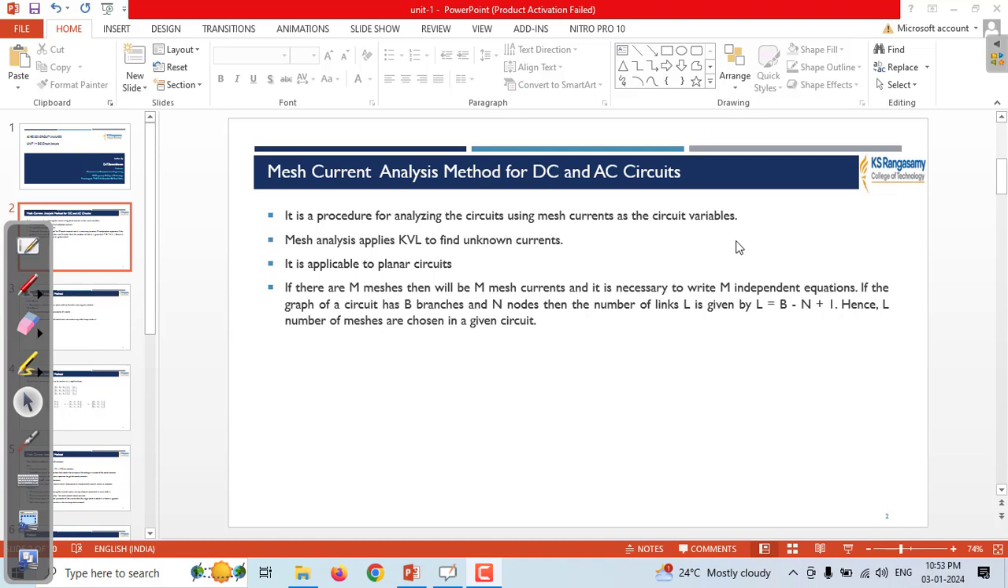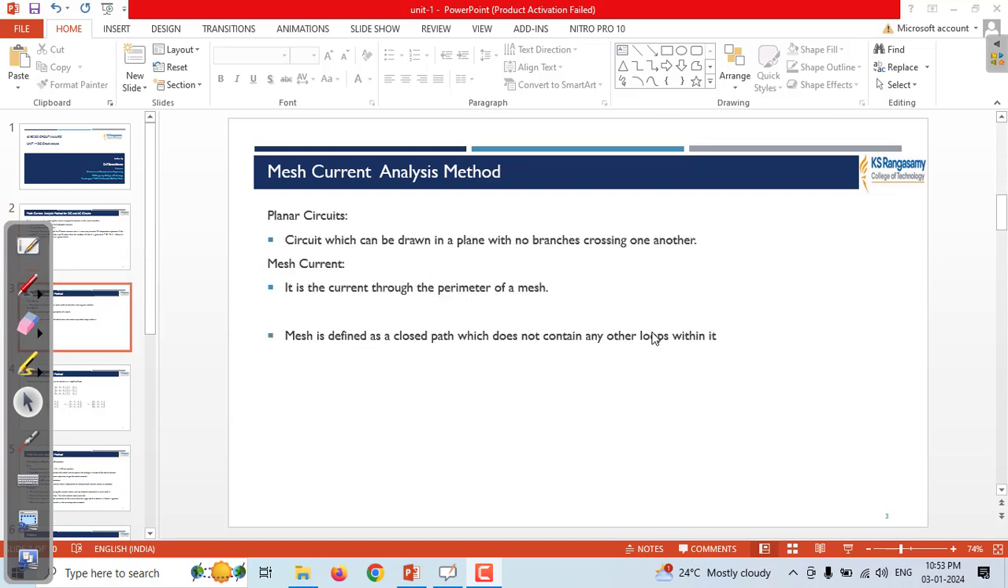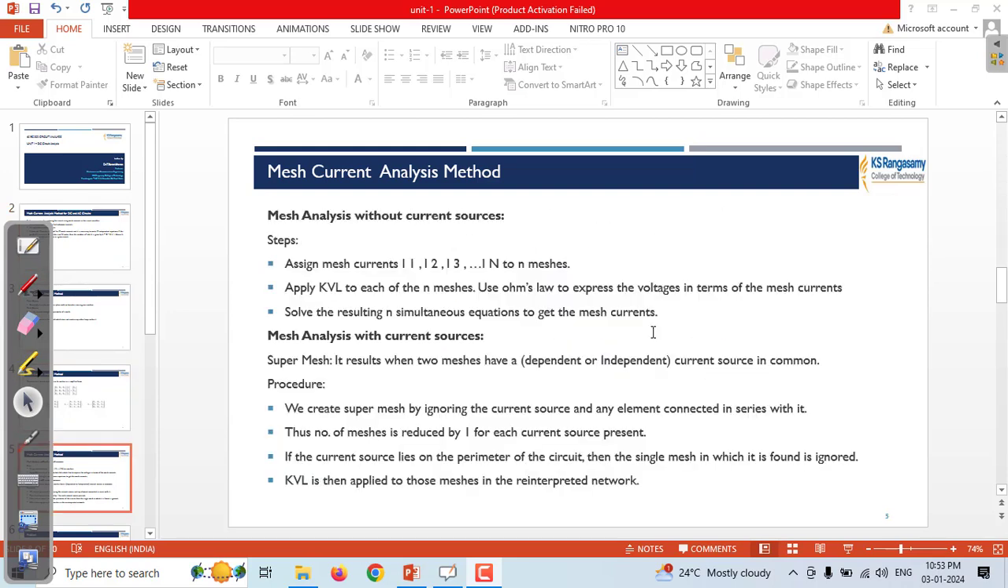Using mesh analysis, we can find the unknown current in the given circuit. By applying KVL, we can find the unknown current. This mesh analysis is applicable to planar circuits. The steps or procedure to find the unknown current using mesh analysis are as follows.